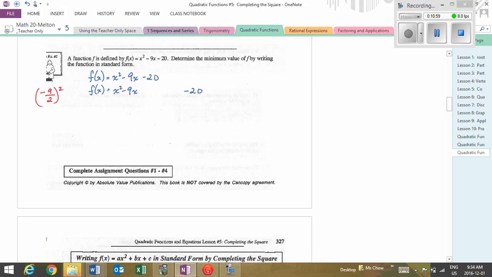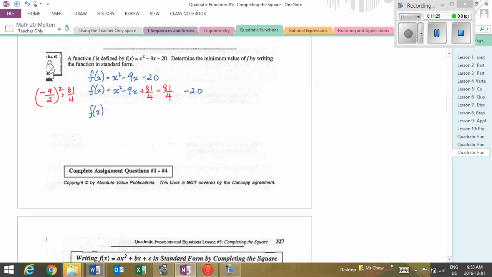That will give us our c value. Since that doesn't divide nicely, we're just going to keep that in fraction form. When we square it, it is equal to 81 over 4. So we'll add 81 over 4, and because we add it, we're also going to subtract that. Now that we have our perfect square, 81 quarters, we can factor that.